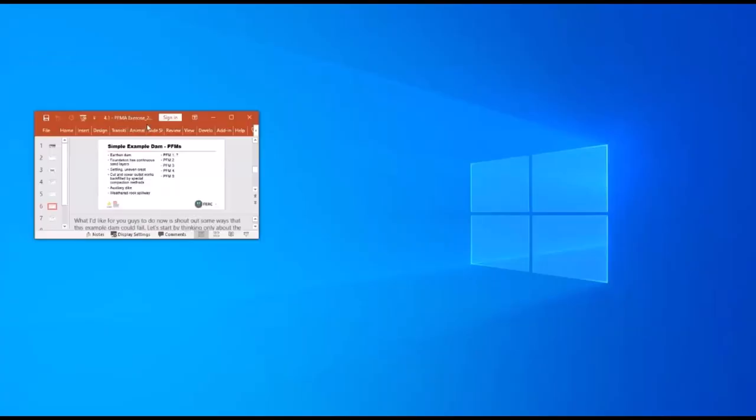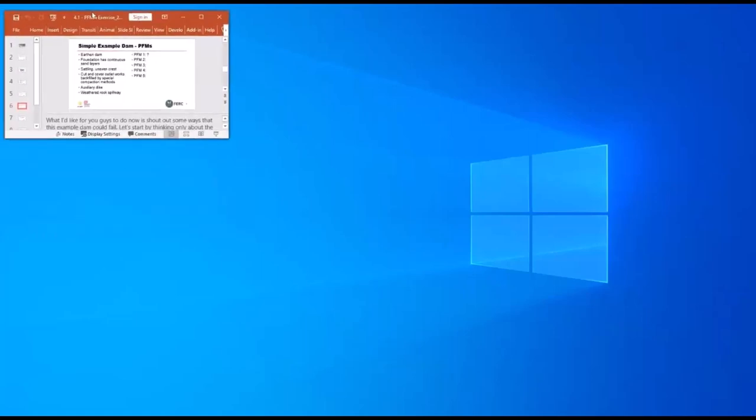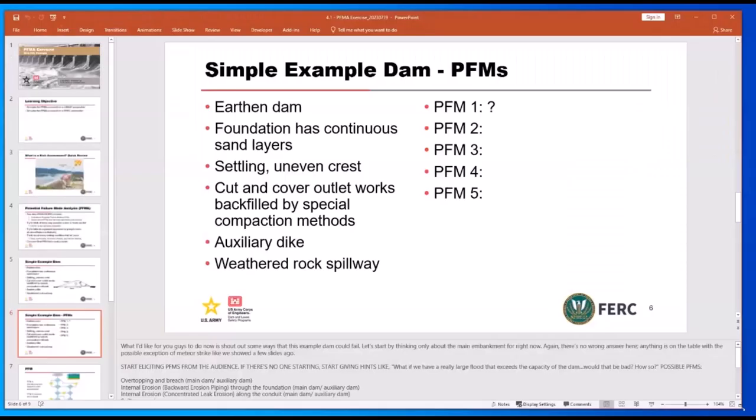Okay, so I've had variable success in pulling this off. What I'm going to do is ask you guys to start just shouting out failure modes. I replicated the key factors here on this slide. Foundation has continuous sand layers and so on, to give you some clues about what these potential failure modes could be. So looking at all these facts, what are some potential failure modes that could affect this dam, this dike, the spillway, etc.? Shout them out. Go ahead.